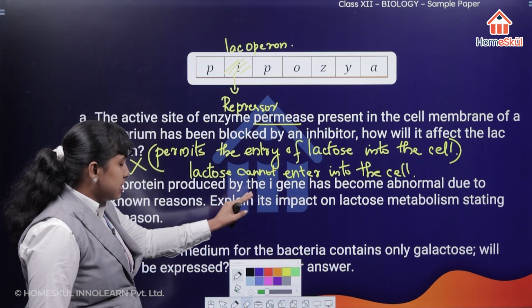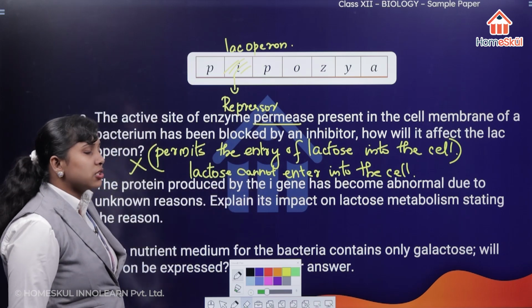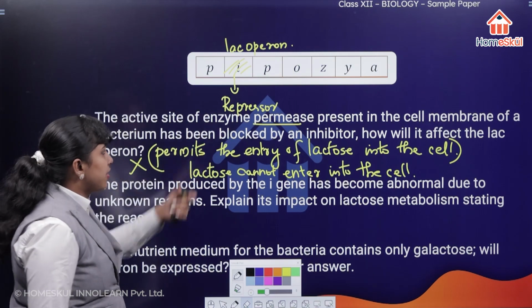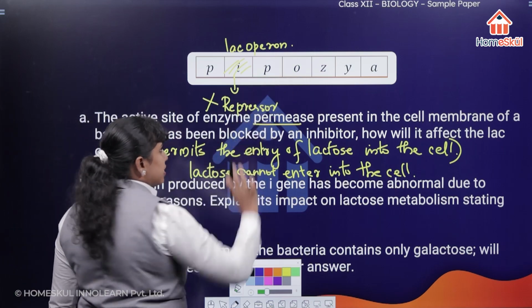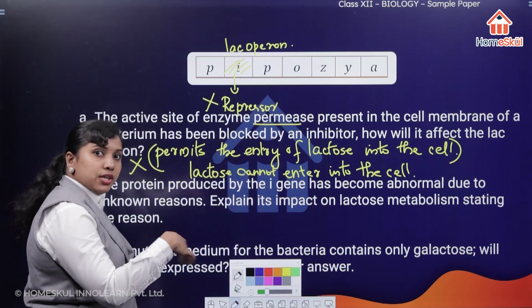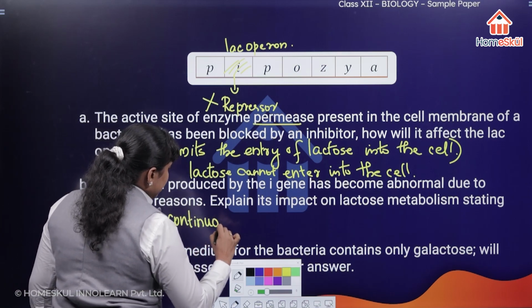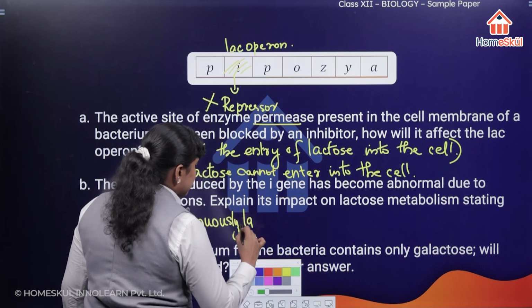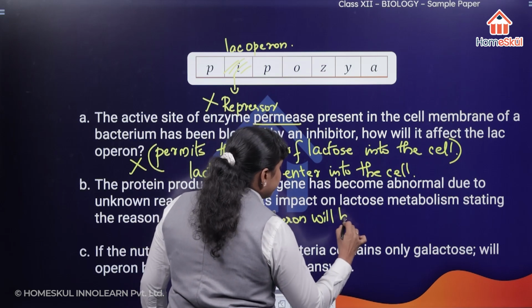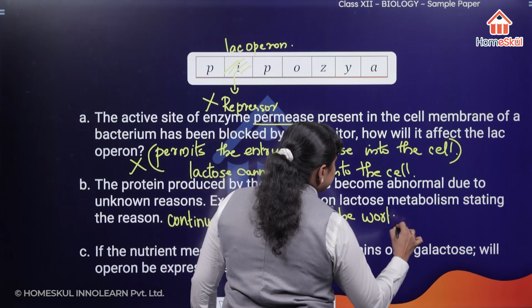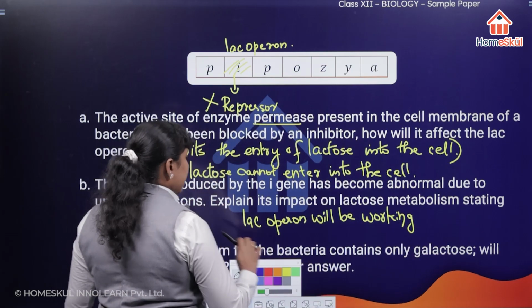But here, the repressor protein is abnormal due to some unknown reason. Explain its impact on lactose metabolism. What happens if the repressor protein is defective? It cannot bind to the operator region. So continuous operation occurs, isn't it? The lac operon will be working continuously.